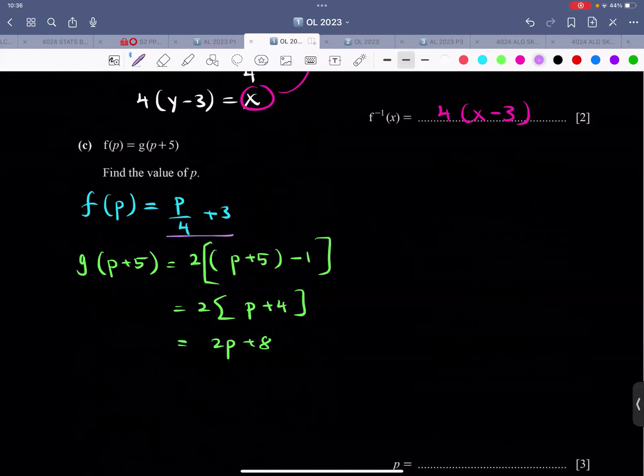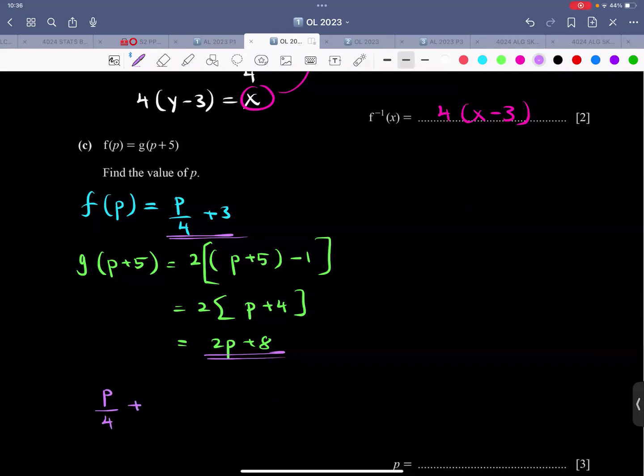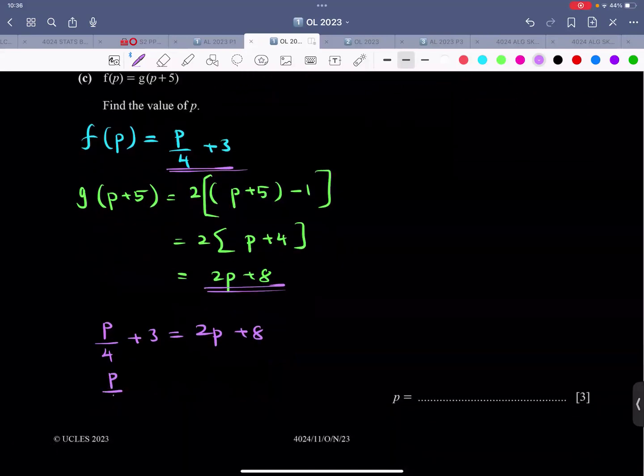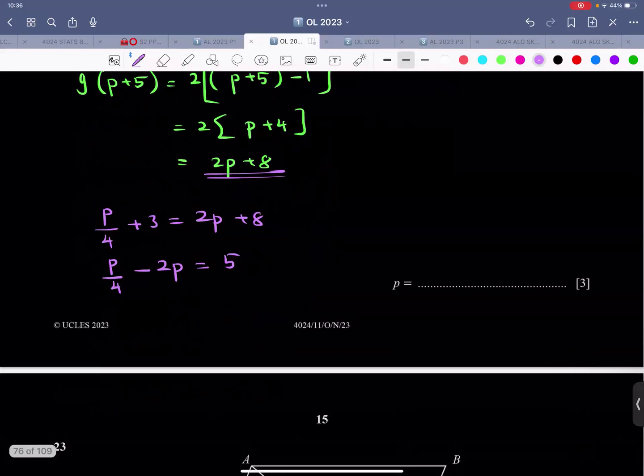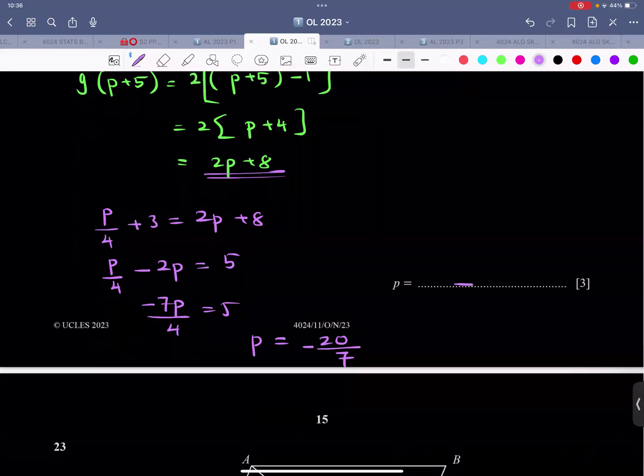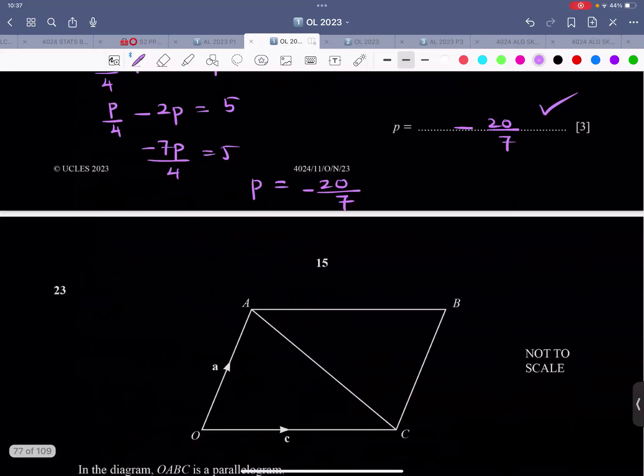So now equate this thing with this thing. p over 4 plus 3 is equal to 2p plus 8. p over 4 minus 2p is equal to 5. So 4 2s are 8. p minus 8p, minus 7p over 4 is equal to 5. So therefore, p is 5 into 4, 20 over 7 with a negative sign. So yes, we get this weird answer, which is negative 20 over 7. So just check every step. This answer makes sense.